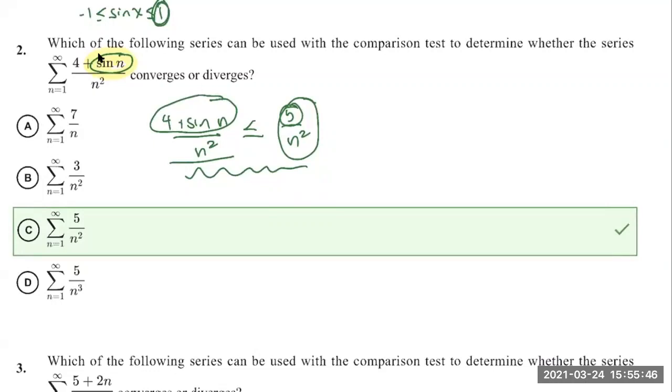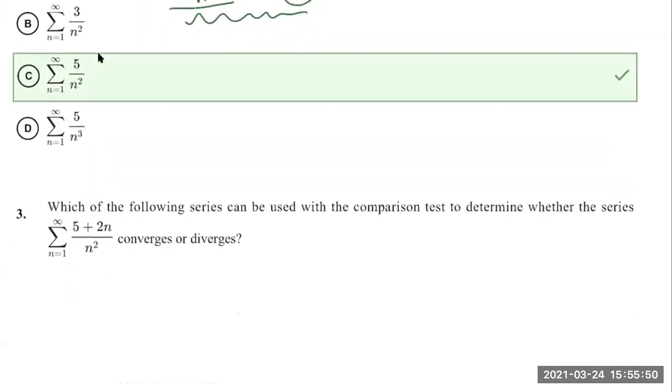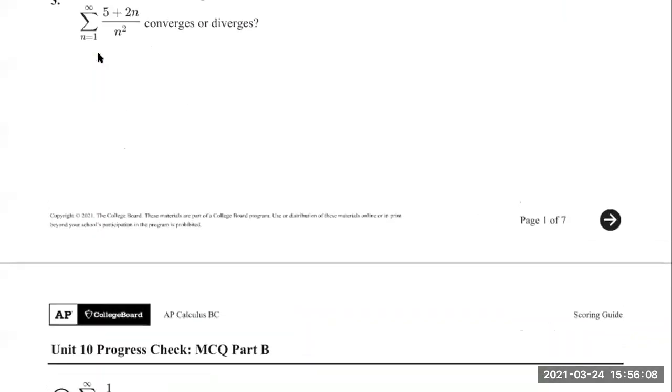So just working through, oh, here's another one, you guys. Which of the following series can be used with the comparison test to determine whether the series (5 + 2n) over n squared converges or diverges? So a very similar question to the other one. And when you look at your answer choices, first you're going to say, okay, what p-series am I going to compare it to?